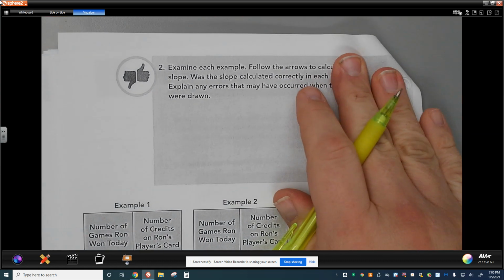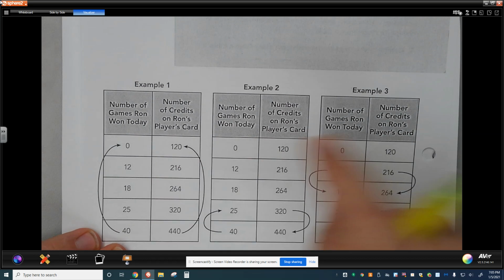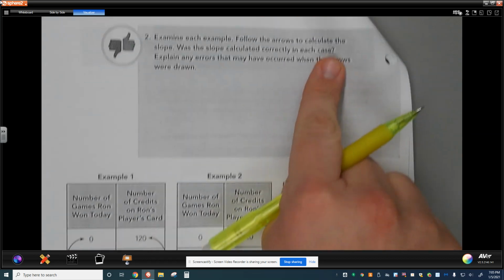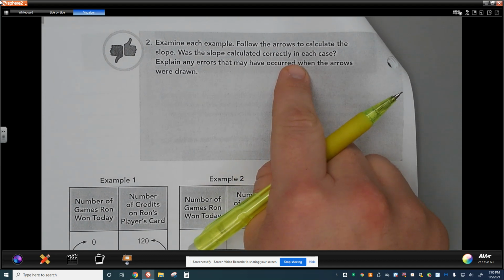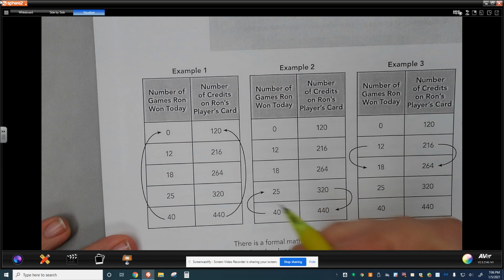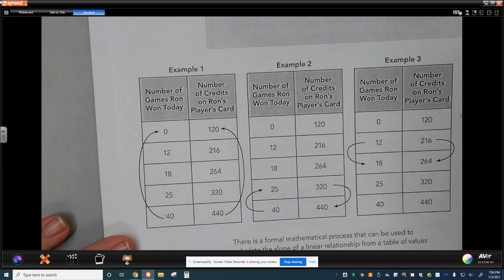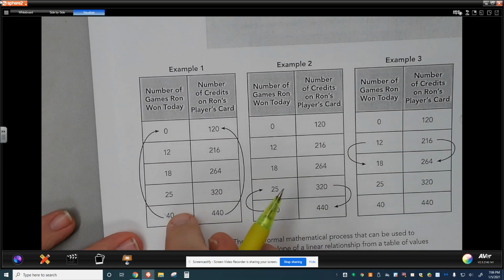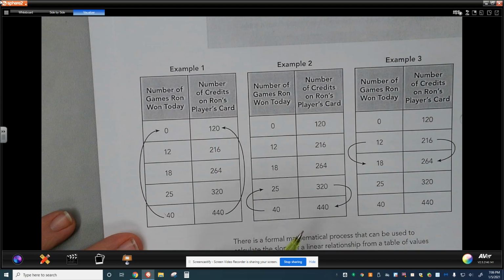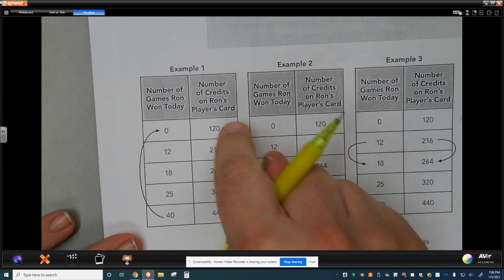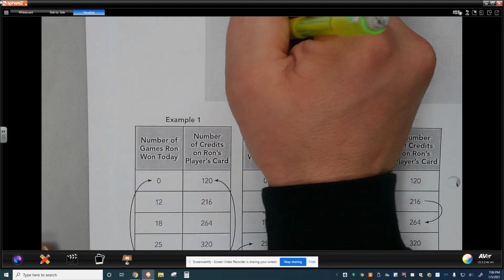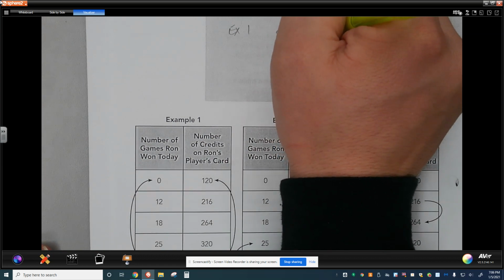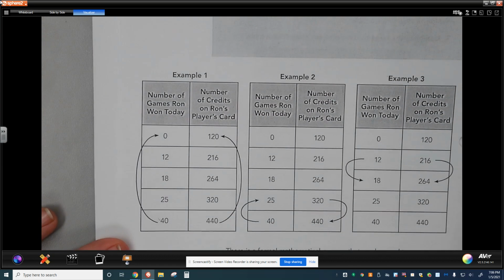So let's go ahead and just answer a couple questions here. We're going to look at each of the following examples right here, and we're going to find out, following the arrows to calculate the slope, was the slope calculated correctly? Explain any errors that may have occurred when the arrows were drawn. In this case right here, calculating the slope, 40 to 0 and 440 to 120. Well, we just showed that that was the same thing that we did. We calculated the slope, 40 minus 0 is 40, 440 minus 120 is 320. We looked at example 1, and we say, it's all good. It came out to a slope of 8.